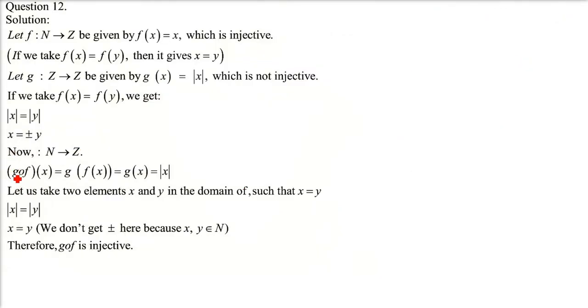Question number 12 we are taking. This is an NCERT question. Give examples of two functions, f from N to Z, and g from Z to Z, such that gof is injective but g is not injective. So f from N to Z, g from Z to Z, gof is injective but g is not injective.